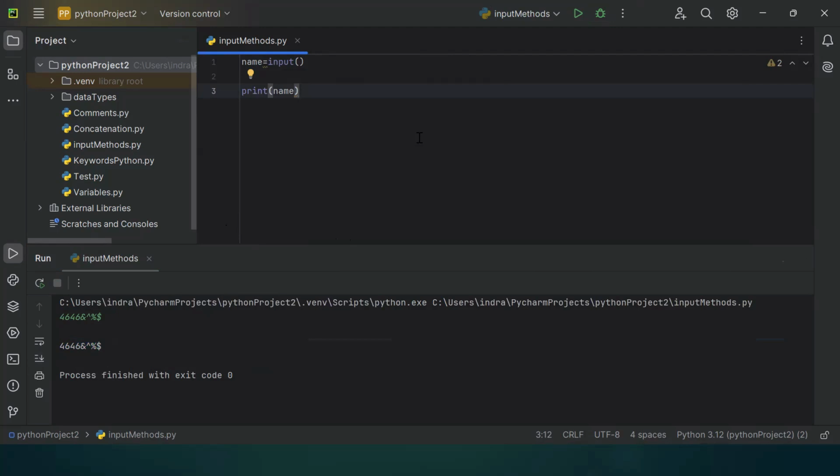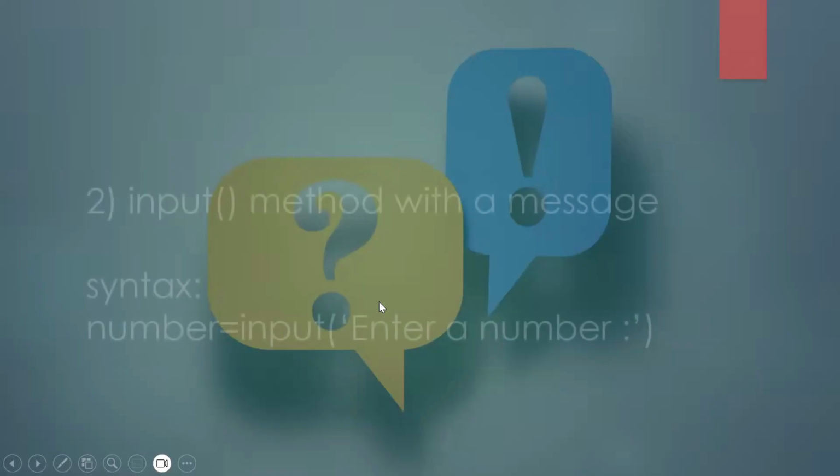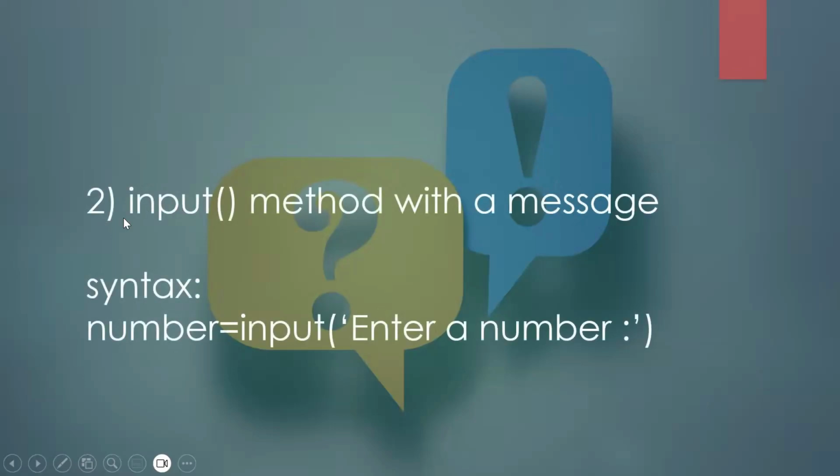But sometimes we need to specify what kind of input we want from the user. If you don't pass any message within this input method, the user will not understand what kind of input we are looking for from them, right? So mostly it is important to provide a message. Now we will move to the second slide. The second one is the input method with a message. And this is the syntax. We have used the input method and given some message, enter a number. Let's see this.